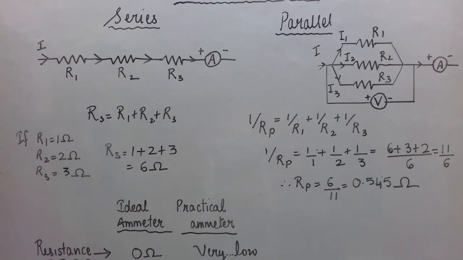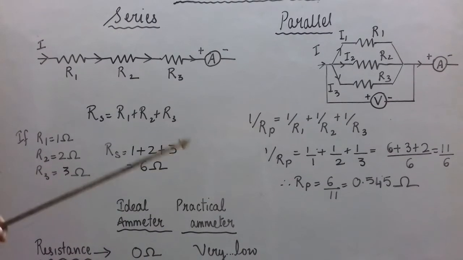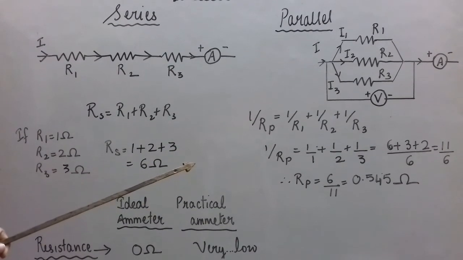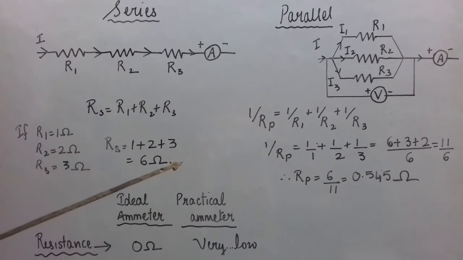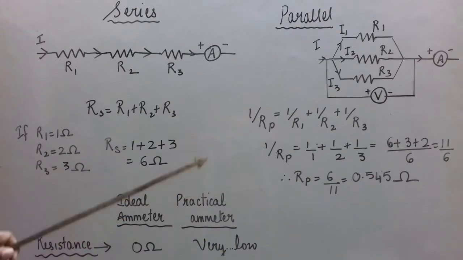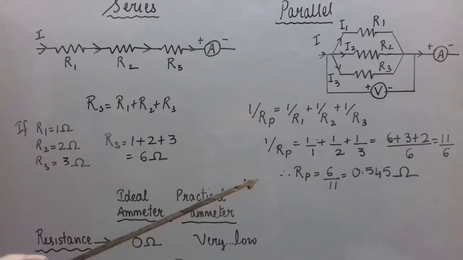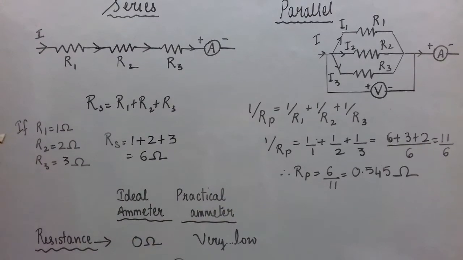Sometimes, in case of numericals, students write 1 over Rp is 11 by 6 and forget to take the reciprocal. They just write the answer as 11 by 6 ohm. It is wrong. Here we can analyze that Rp is 0.545 ohm.